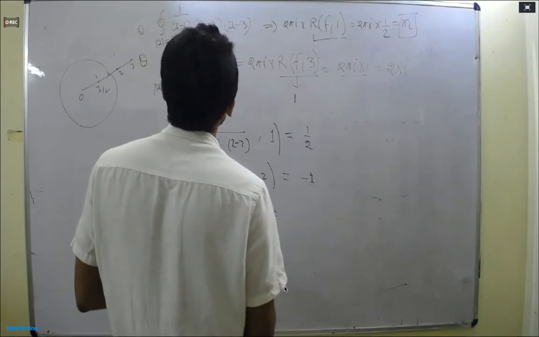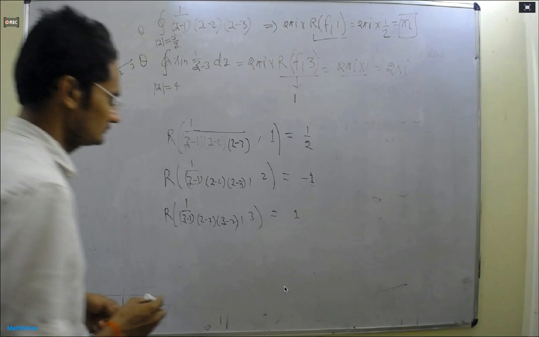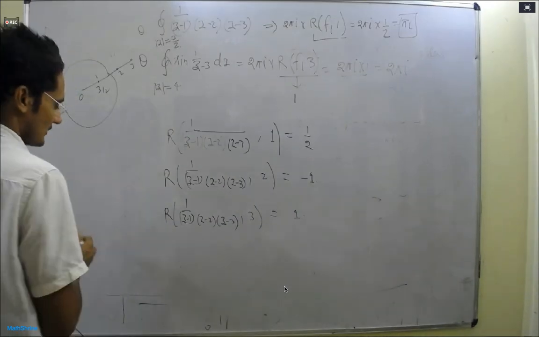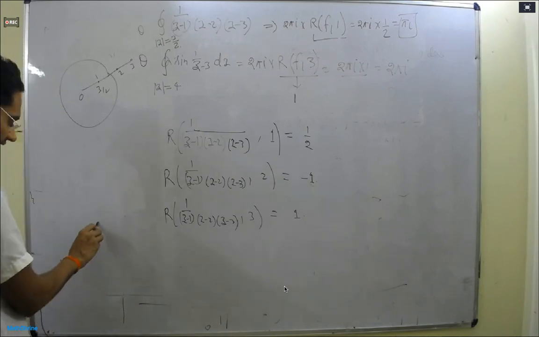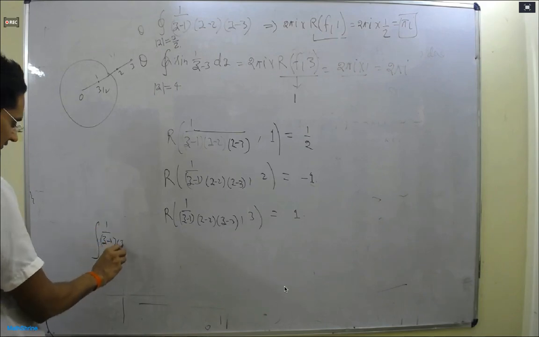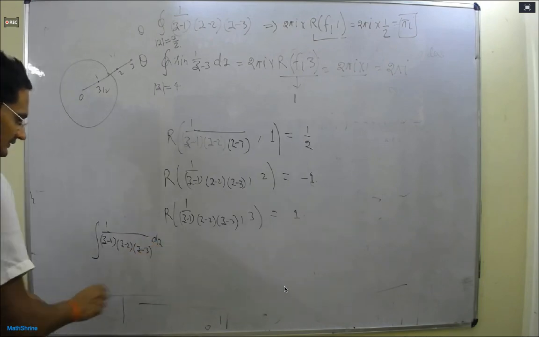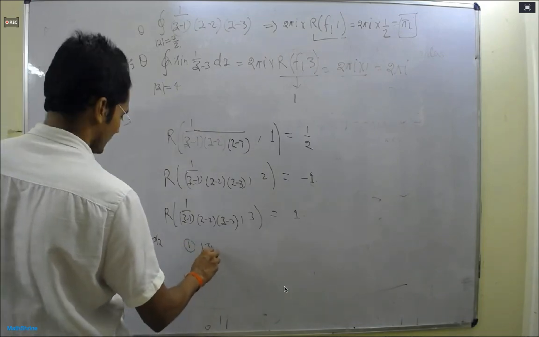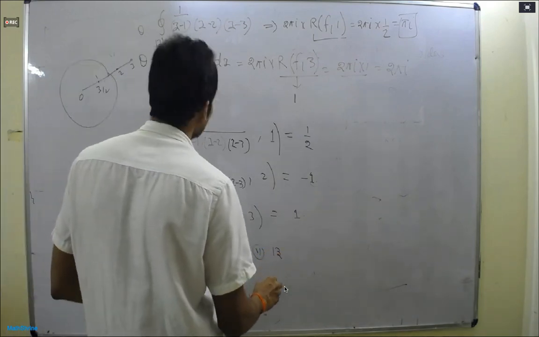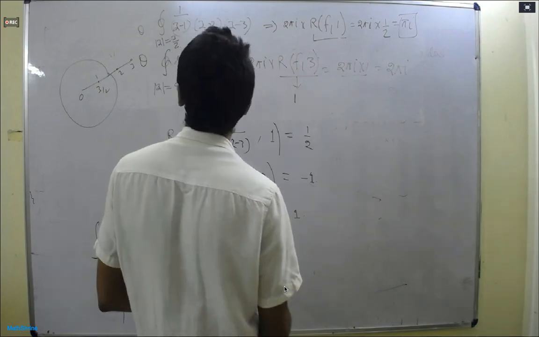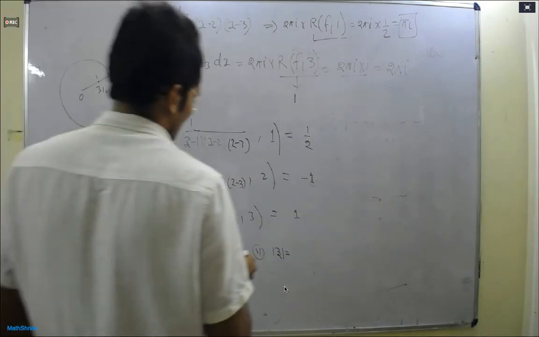Okay. So the integral of the function 1 upon (z minus 1)(z minus 2)(z minus 3) dz, the first on mod z is equal to 3 by 2, the second mod z is equal to 5 by 2, and the third is mod z is equal to 4. Okay.